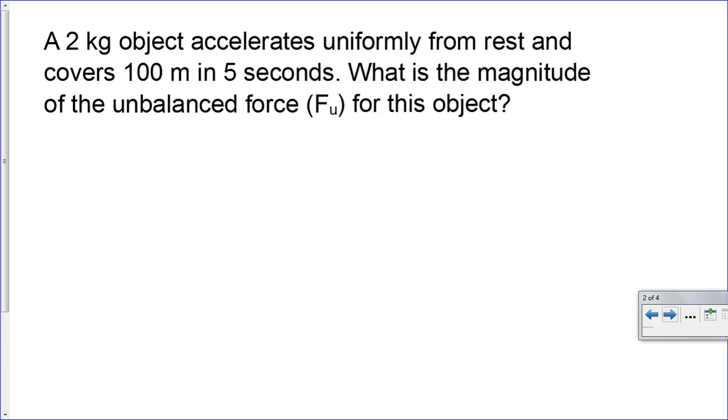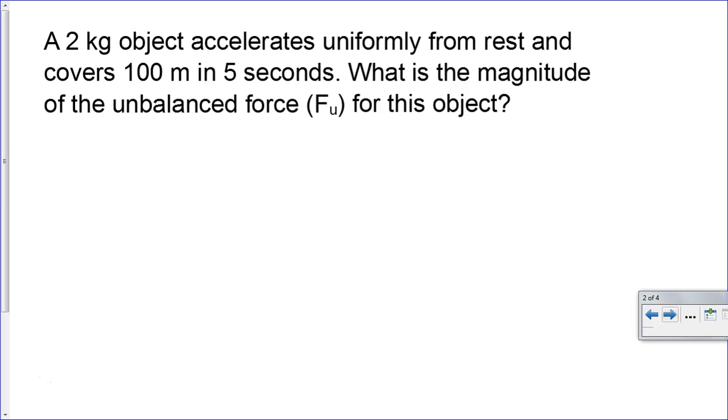And in fact, specifically here we kind of just use the velocity versus time graph because that's the most common and most useful motion graph that we have. So this first problem says a 2 kilogram object accelerates uniformly from rest and covers 100 meters in 5 seconds. What is the magnitude of the unbalanced force Fu for this object?